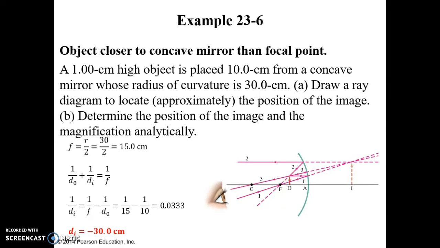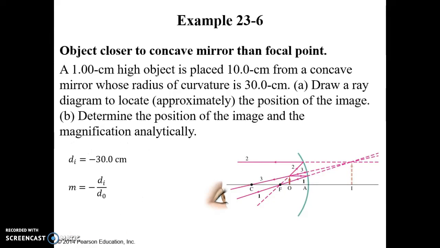The negative sign refers to behind the mirror. Since the image is behind the mirror, the image is virtual. Now we'll use this equation for magnification. We know the image distance is -30 centimeters, and the object distance is +10 centimeters. Plug and chug to get a magnification of 3, so the image is 3 times larger than the object. And since it's positive, it means it is upright.